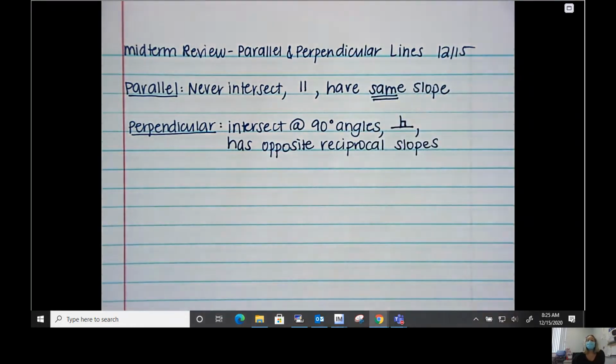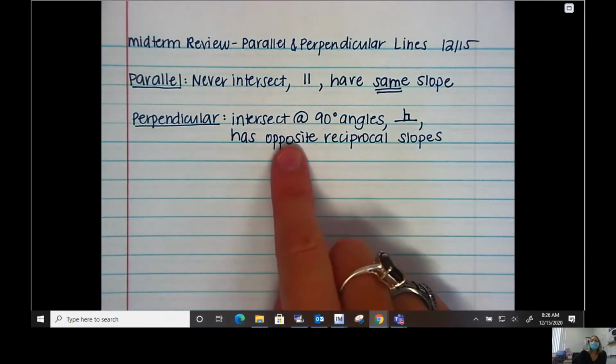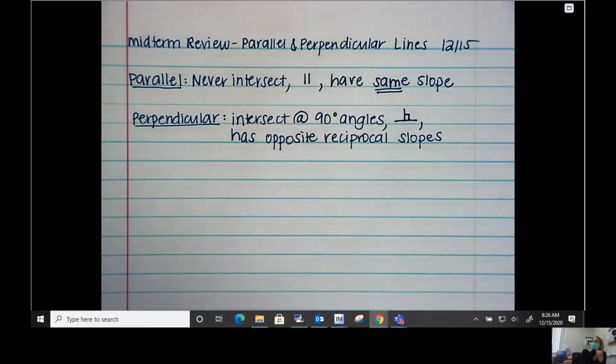So opposite reciprocal slopes mean you take the fraction and you flip it, right? A reciprocal means if it's like 1/2, it then flips and becomes 2/1. They switch places. Opposite means they change signs. So if you have a positive, it would become a negative. If you have a negative, it will become a positive.